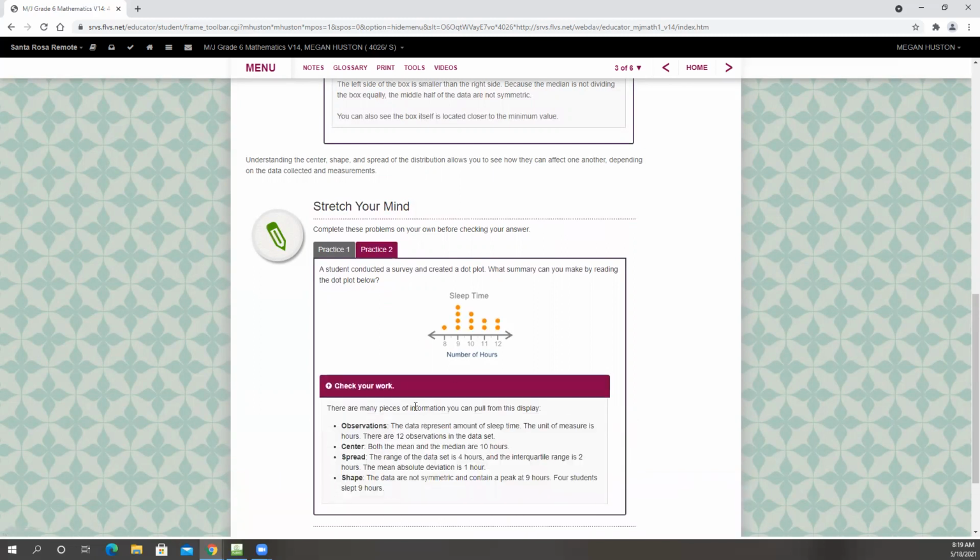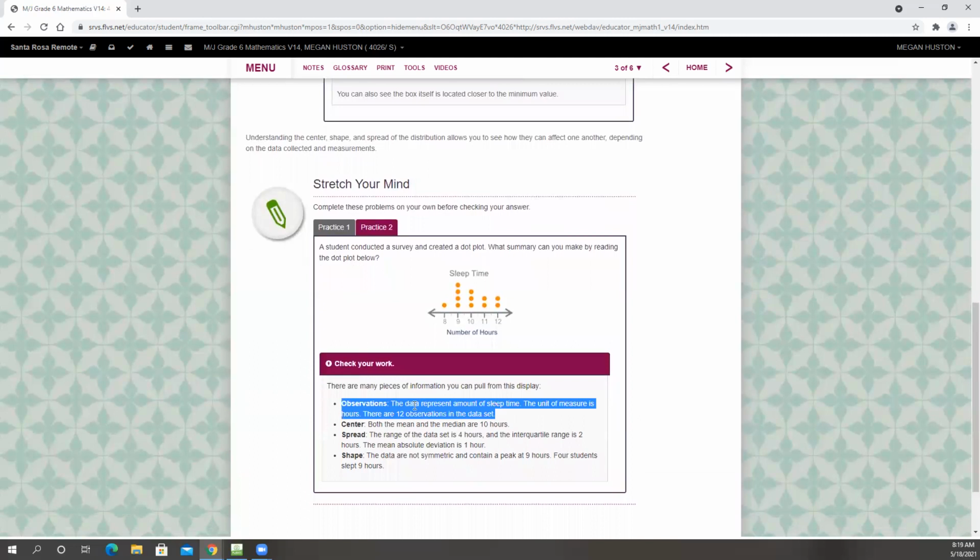There are many things that you can pull out, but the data represents amount of sleep time because our title is sleep time. The unit of measure is hours, and our number line is labeled number of hours. There are 12 observations in the data set; there are 12 dots if you count them all up. Both the mean and median are 10 hours. Remember, with dot plots you can find your measures of center because you have each individual piece of data. You can just list it out: 8, 9, 9, 9, 9, 10, 10, 10, 11, 11, 12, 12.